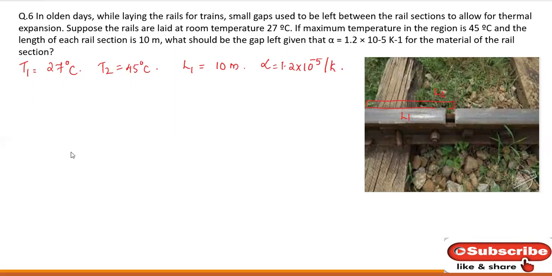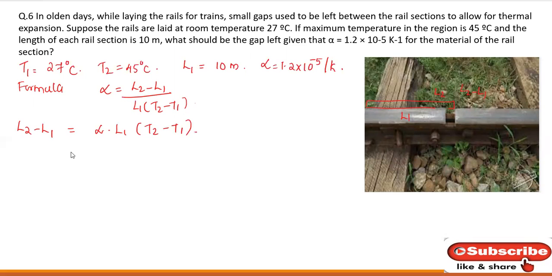So the increase in length is L2 minus L1. We want to find out L2 minus L1. We know that the formula for the coefficient of linear expansion is alpha is equal to L2 minus L1 upon L1 into T2 minus T1. Now from this we can find L2 minus L1, that is the increase in length. L2 minus L1 is equal to alpha into L1 into T2 minus T1.